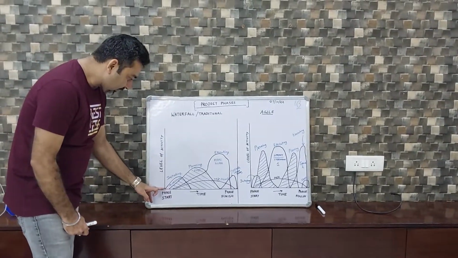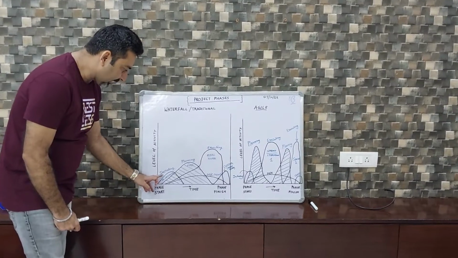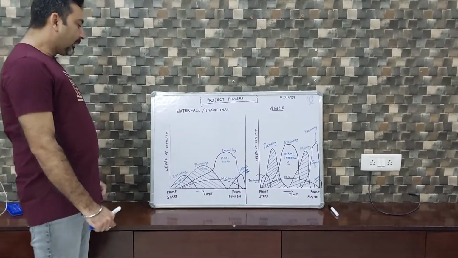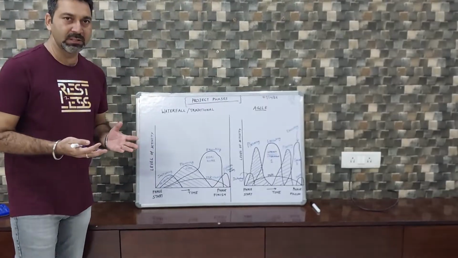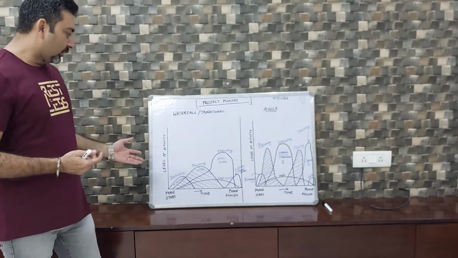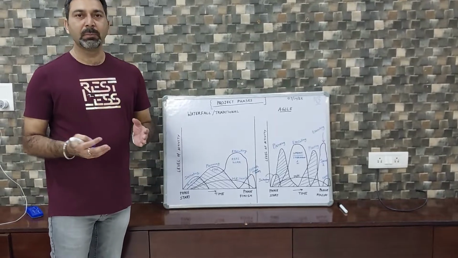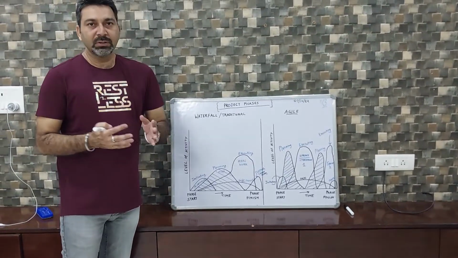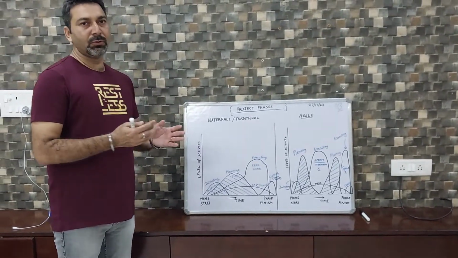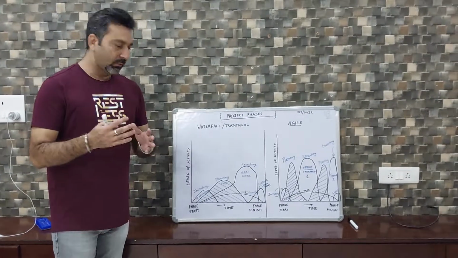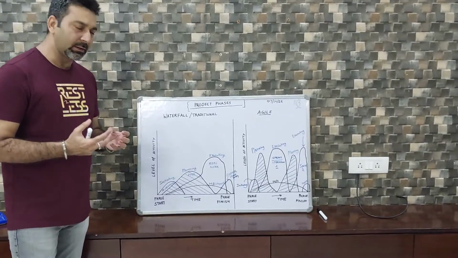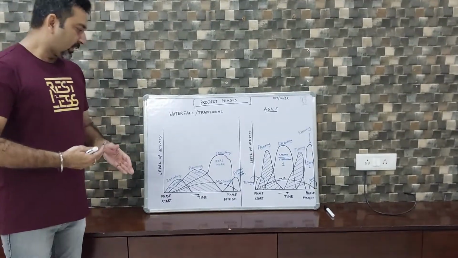The first phase activity is initiation. In initiation we basically do the feasibility study, whether this project is feasible for us or not. Then we do the business case and the benefit management plan, and then we take the go or no-go decision at that stage. If the project is feasible, then we go to the next step.